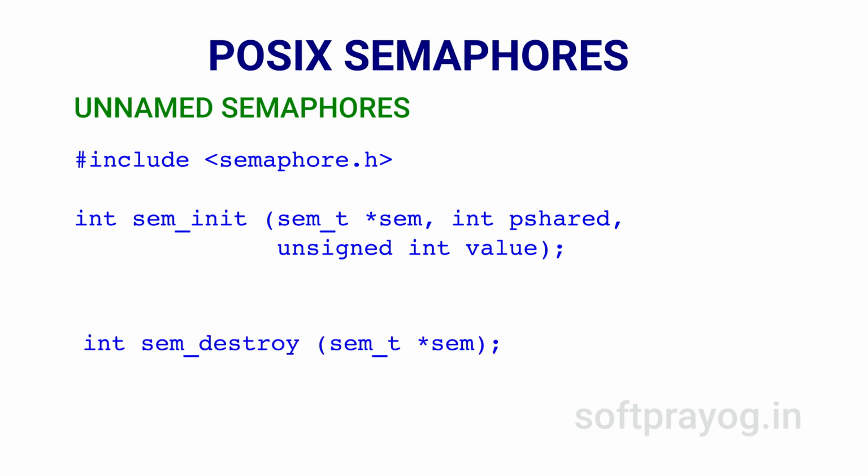So in that case, the semaphore should be defined in a shared memory segment which is attached to the processes using it. When an unnamed semaphore is no more required, it can be destroyed by using the sem_destroy system call. The sem_destroy system call destroys the unnamed semaphore pointed to by sem.